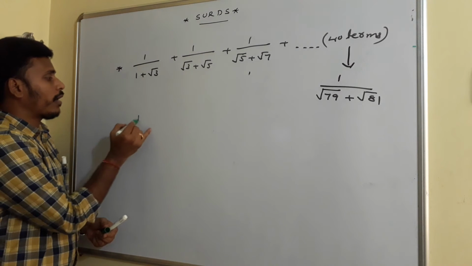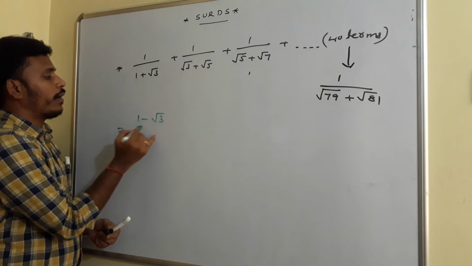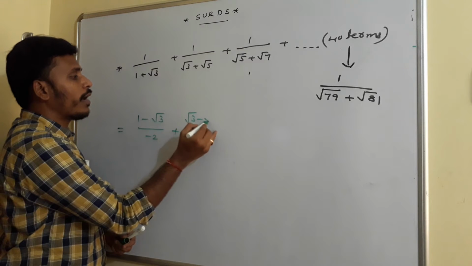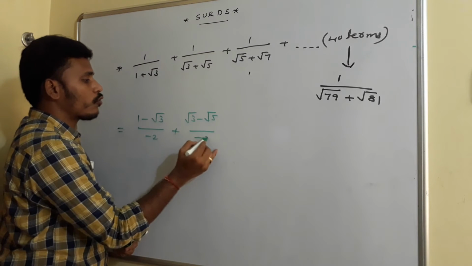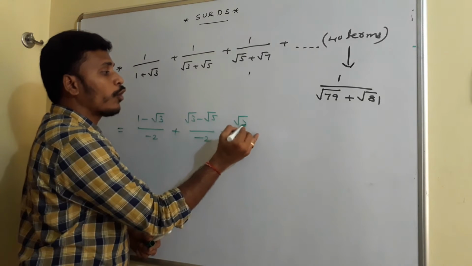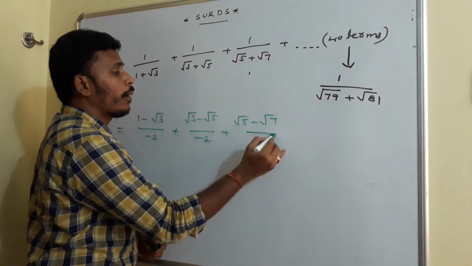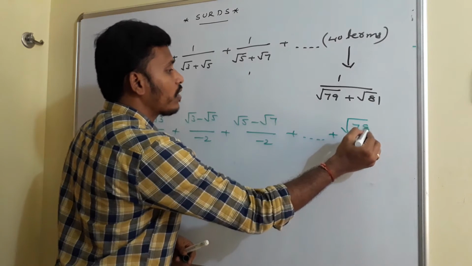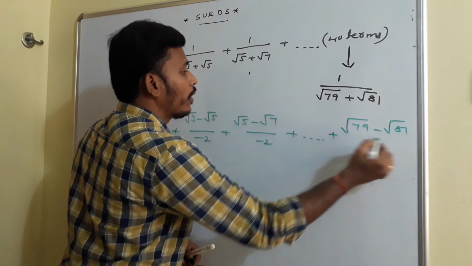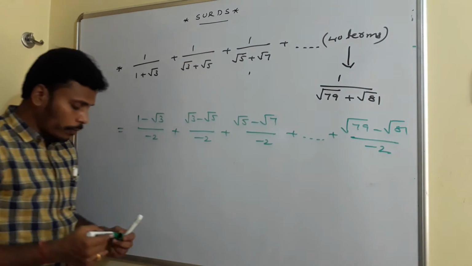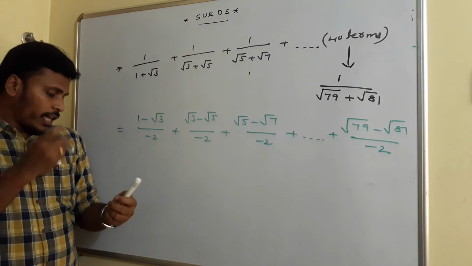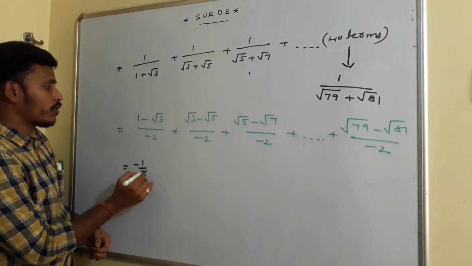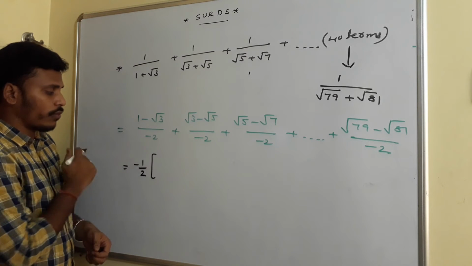The first term will become 1 minus root 3 by minus 2, plus the second term is root 3 minus root 5 by minus 2, and the third term is root 5 minus root 7 by minus 2, plus and so on. The last term may be root 79 minus root 81 by minus 2. And if you observe, the denominator is minus 2 for everything. So you just take out that minus 2, minus 1 by 2.